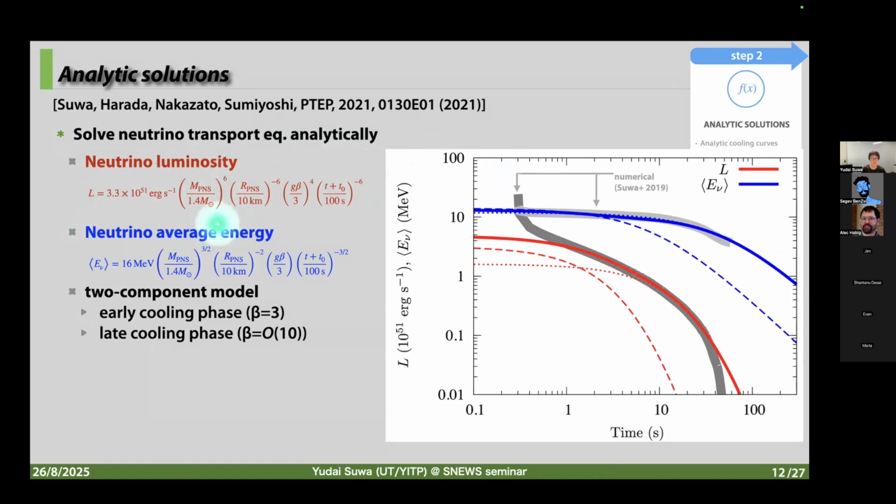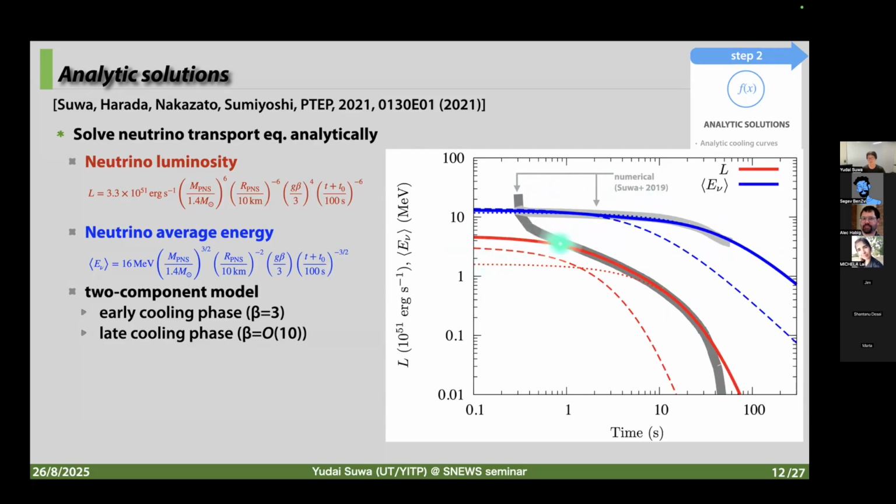So there is proto-neutron star mass dependence, proto-neutron star radius dependence. This is a phenomenological parameter, and there is time evolution. And also we can derive the neutrino average energy like this: mass, radius, phenomenological parameter, and time evolution. And this is a comparison of the analytic solution with the numerical solution. So these gray lines here and here are luminosity evolution of the numerical simulation, and this is the average energy evolution from the numerical simulation. Colored lines show the analytic solution.